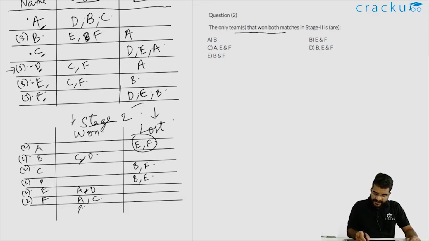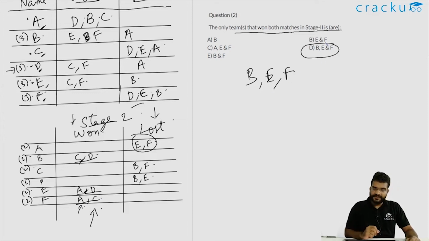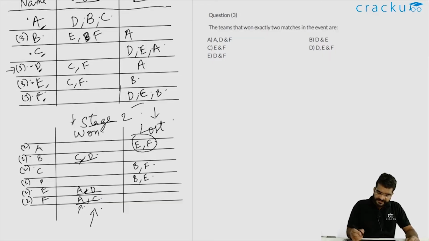The only team that won both matches in stage 2, we are looking for the teams which won both the matches in stage 2. This will be B, which won against C and D, E, which won against A and D, and F, which won against A and C. So it is B, E and F, which is option D. Let us go to the next question.